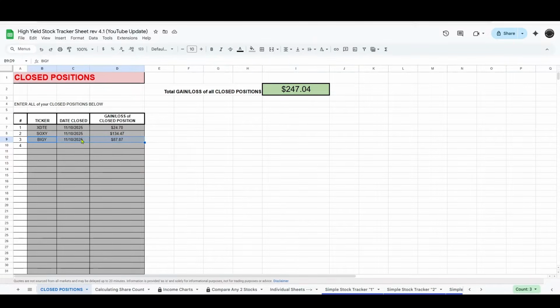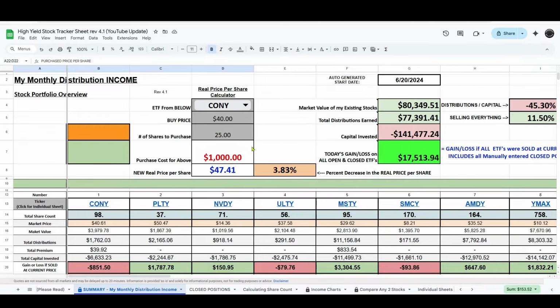Now this is just manually entered, so you can choose whether you want to enter it or not. I've had some feedback from my Discord members asking for a way to actually track those closed positions, so this is what I've come up with. This will add up all of the amounts of the closed positions, whether it's a gain or loss. And of course, if it is a loss, that would be a minus value, right? It will add it all up, and then it takes that number and adds it straight into the summary page, into this total gain and loss for all those ETFs.